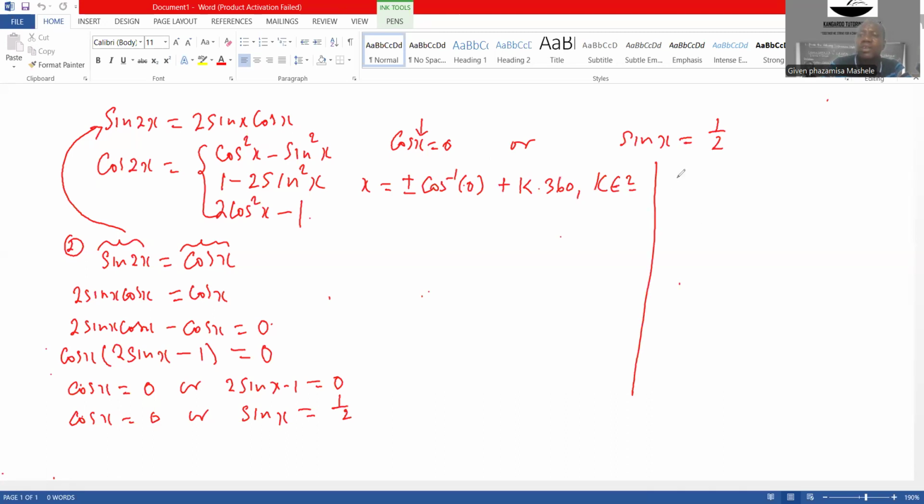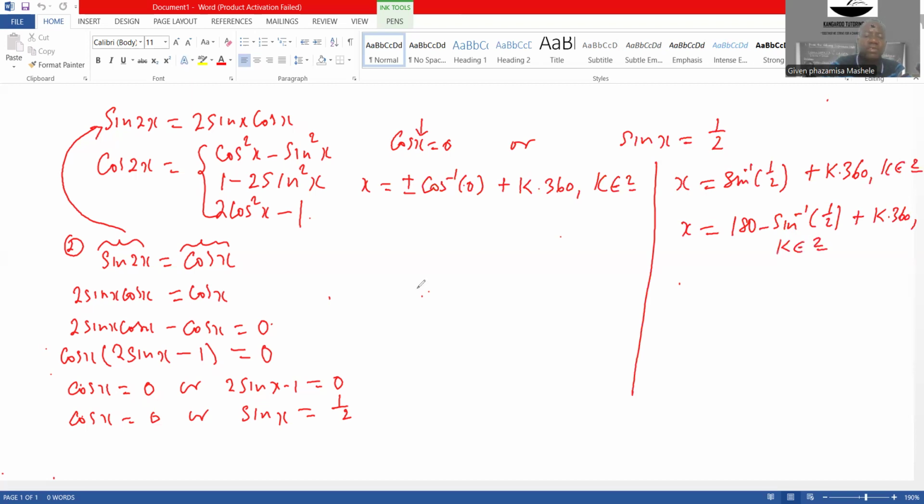Then the second one, to determine the general solution for sine. Sine always has two answers. How do we find them? We're going to say inverse sine of a half plus k times 360, where k is an element of integers. And how do we determine the second one? 180 minus the first answer, plus k times 360, where k is an element of integers.